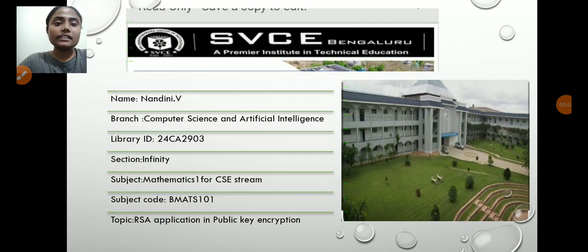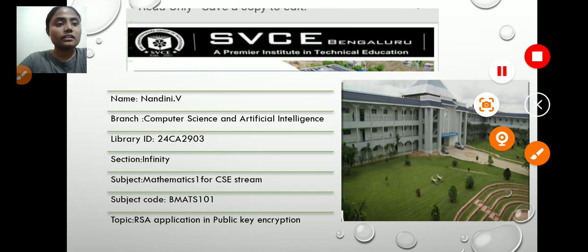I am Nandini V, studying in SVC College of Engineering. I am from the CSE AI department, section Infinity, subject Mathematics 1 for CSE stream, topic RSA application in public key encryption.